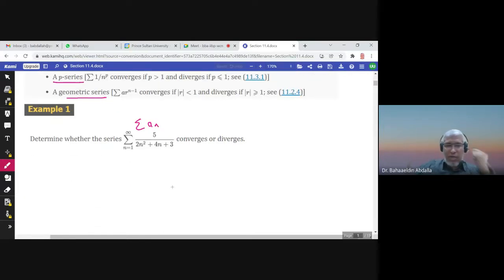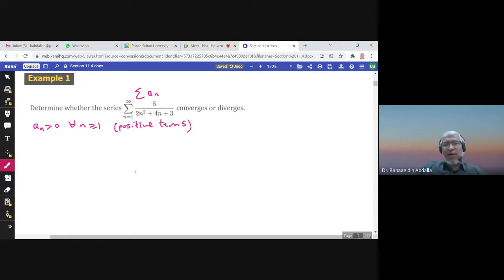So determine whether this series converges or diverges. First thing to think about is: is an positive? Look at the terms, all of them. Notice that n goes from 1 to infinity: 1, 2, 3, 4, up to infinity. So it is clear that an is greater than 0 for all n greater than or equal to 1. So we have positive terms, okay? The series has positive terms. Good.